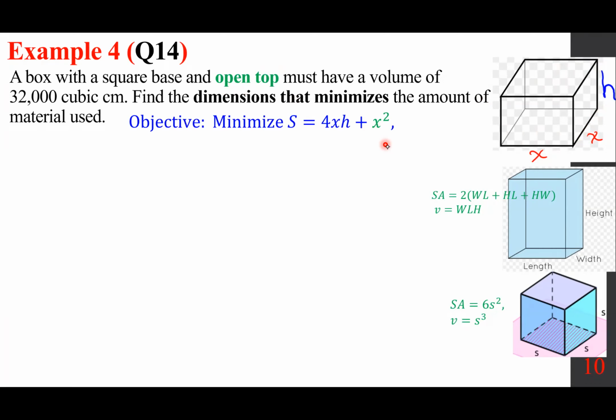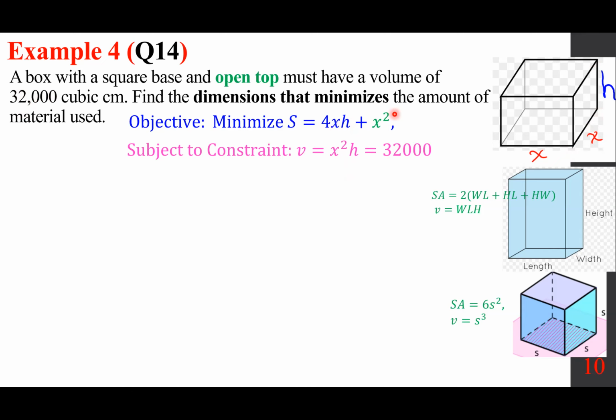What is the limiting factor? It's subject to constraint. The volume must be 32,000 cubic centimeters. The volume is X times H, or X squared H. So subject to constraint, the volume equals X squared H equals 32,000. We always use the constraint to solve for one of the variables.